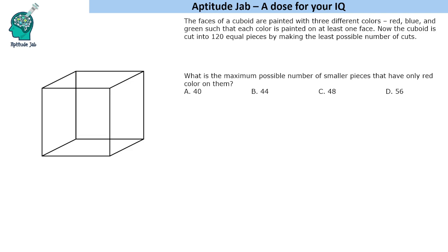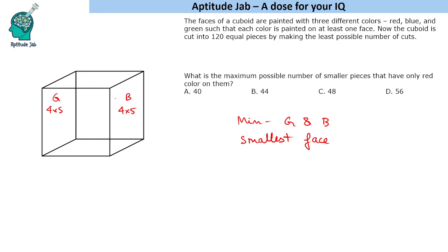Okay. What is the maximum possible number of smaller pieces that have only red color on them? You have to find the number of pieces that have only red color on them. So if you have to maximize the number of red pieces, what we will do? We will minimize green and blue. In order to minimize green and blue, we will assign them the smallest face, that is 4 into 5. Now the 4 into 5 faces will be opposite to each other, right? So one of them is green, one of them is blue.